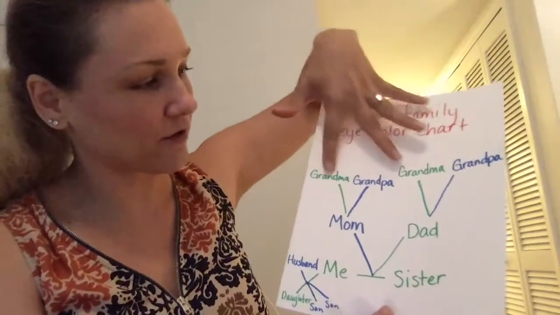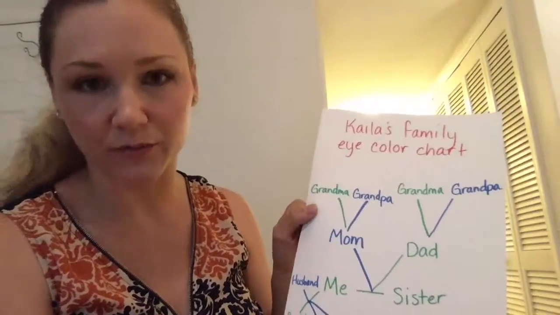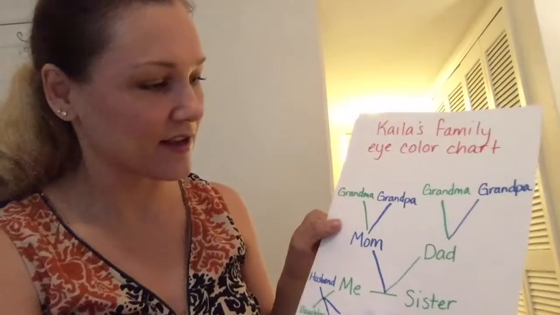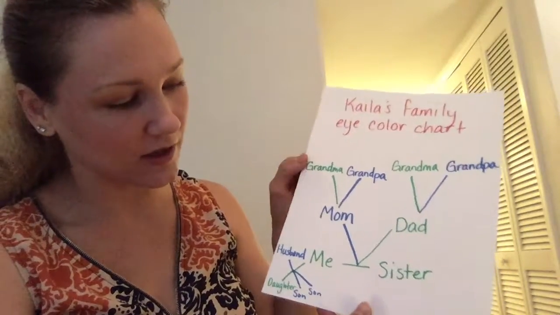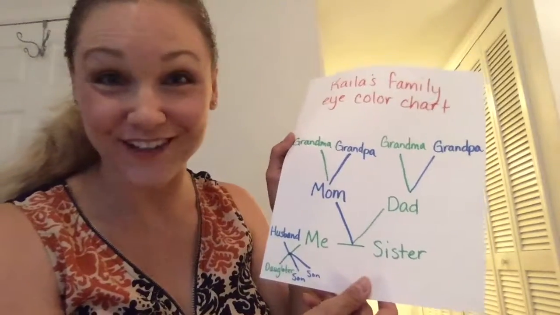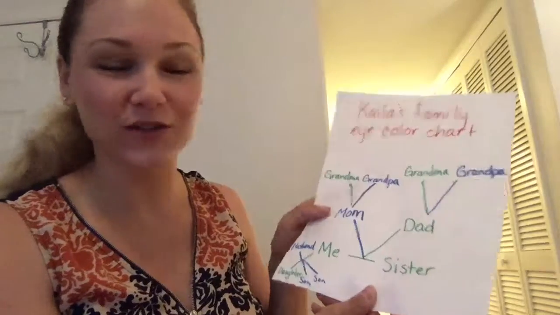And you can see that both of my grandmothers on both sides of the family had green eyes, and both of my grandfathers on both sides of the family had blue eyes. So I went ahead and put my children in here as well, and my husband. So you can see we have a whole lot of green and blue-eyed people in my family. So I'm ready now to move on to the next section of my notebook.